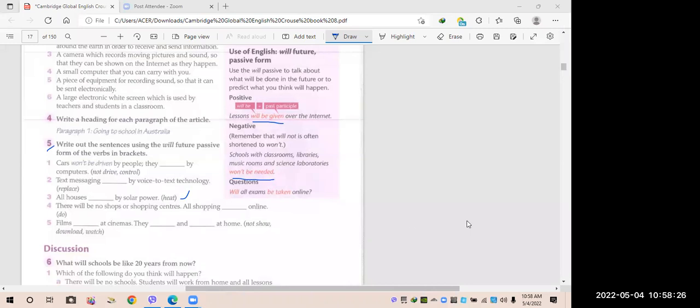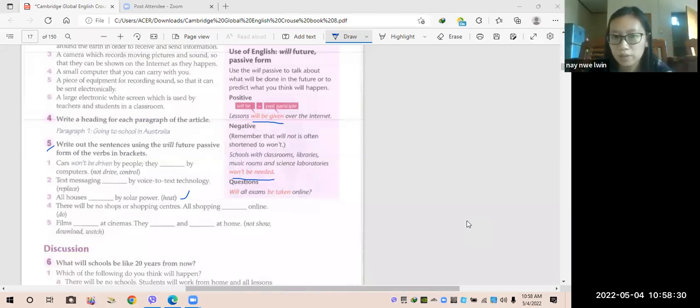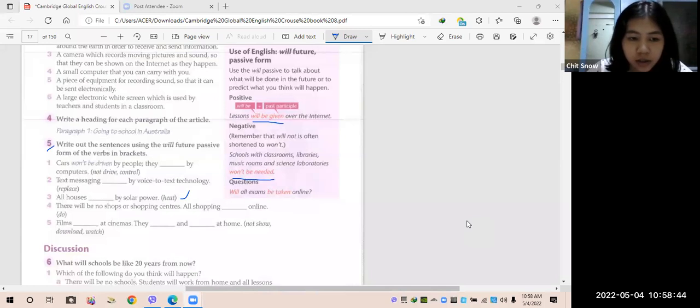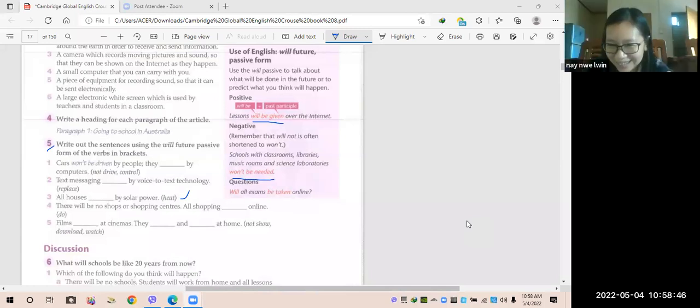Okay, I got it. Actually, here my friend is not the real object. That is why you can't use the passive form. So instead of using that, you can use my friend will meet me tomorrow. So is that clear? Yes. Okay. So this time, no. Okay.